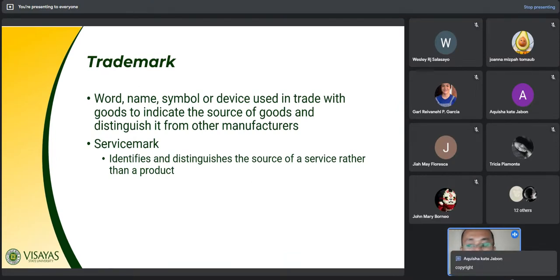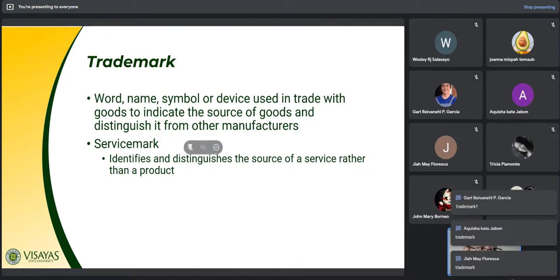Okay, how about the logo of PNB? Their eagle. Which intellectual property right is applied for the logo of PNB? Is it copyright, patent, or trademark? Logos, class, are protected with trademarks.